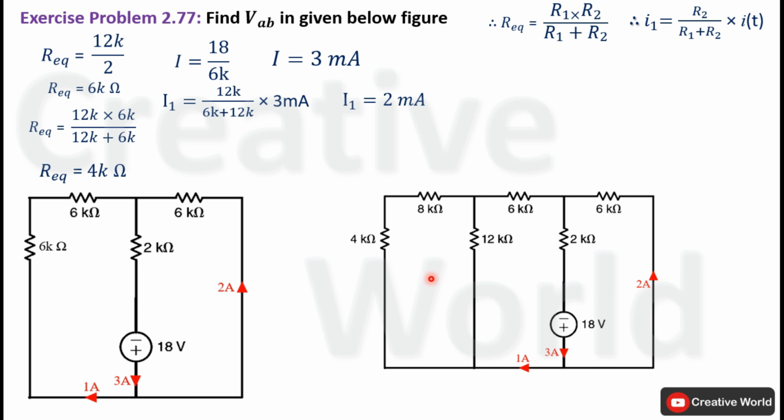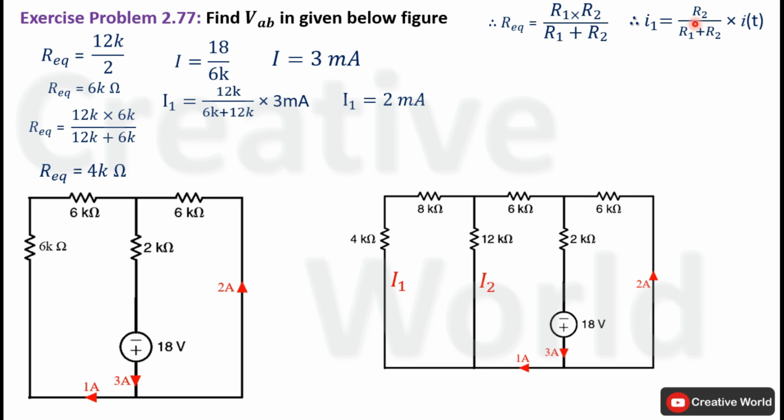Now we will try to calculate current through this branch because it is engaged for the calculation of voltage VAB. Again we will use current divider rule. For that purpose we will label these branch currents. This branch current will be labeled as I1 and this branch current will be labeled as I2. We are interested to calculate value of current I1 only. For that purpose we will use this equation of current divider rule to calculate the value of I1.